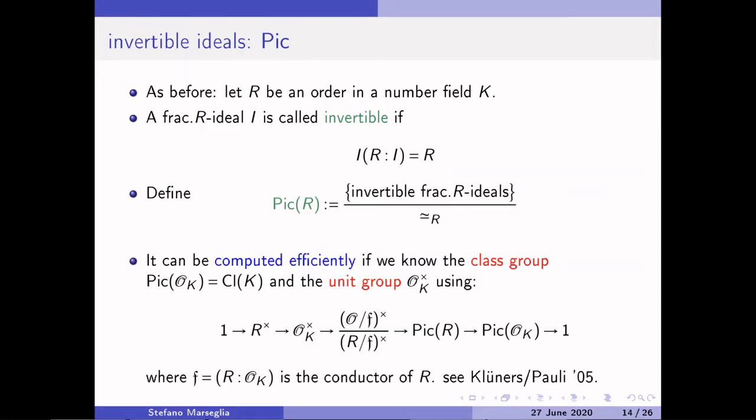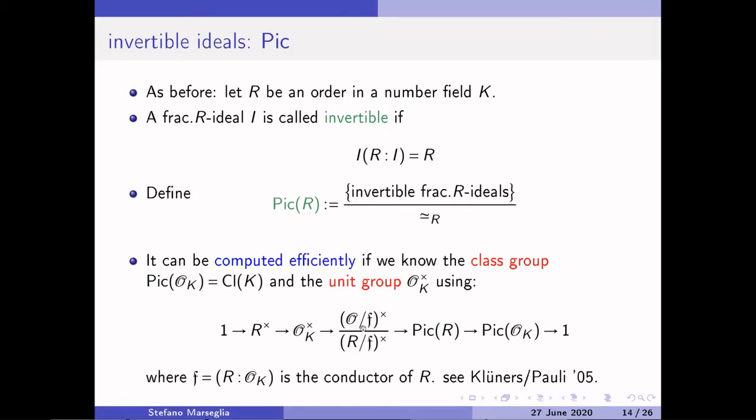So this Picard group can be efficiently computed if we know the class group of the field and the unit group of the number field of the maximal order. The way to do it is to look at this exact sequence, this 5-element exact sequence, where the first element is the unit group of the order R, the second one is the unit group of the maximal order.